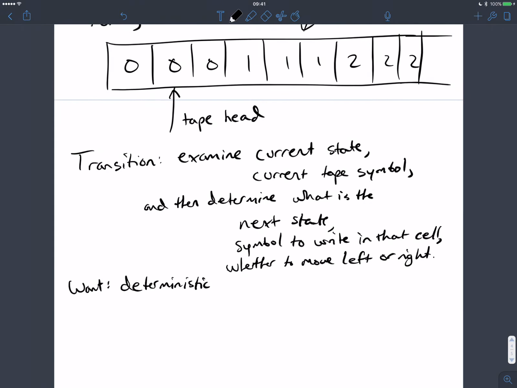So here what we want is that, yeah, go ahead. Oh, yeah, sure. Yeah, no problem.